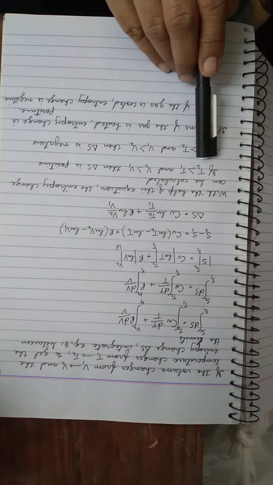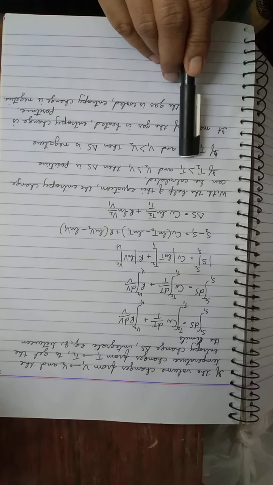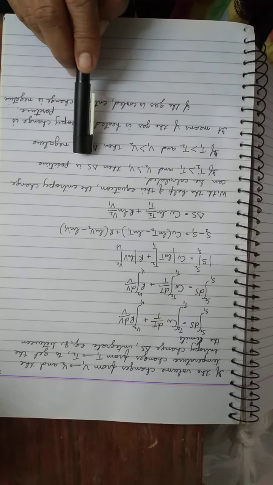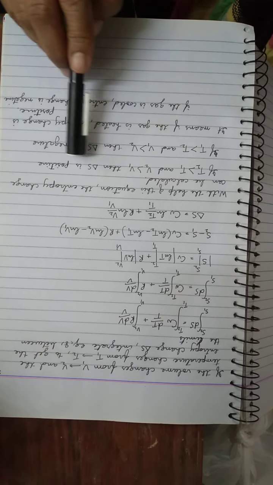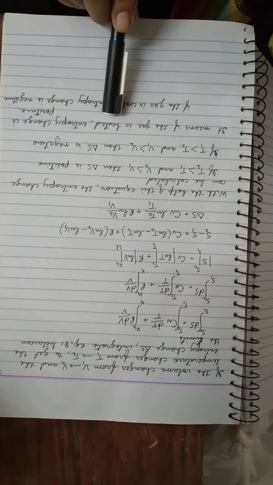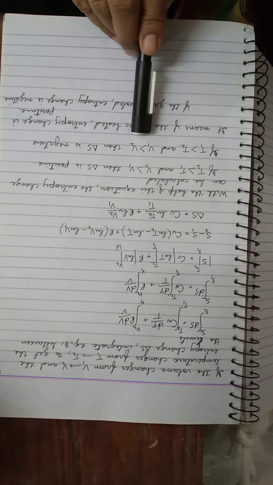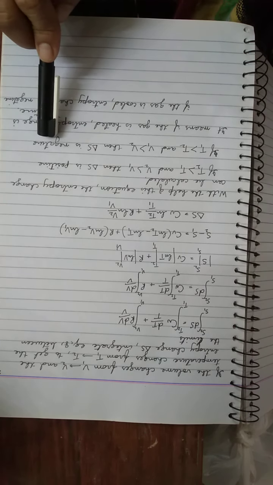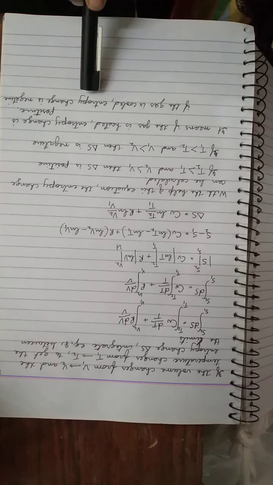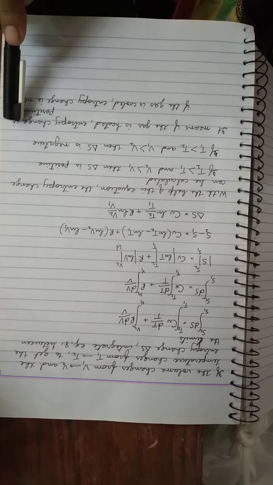If T2 is greater than T1 and V2 is greater than V1, then delta S is positive. The change in entropy is positive. It means the gas is being heated. If T1 is greater than T2 and V1 is greater than V2, then delta S is negative. It means the gas is being cooled. When the gas is cooled, the entropy change is negative, and when the gas is heated, the entropy change is positive.